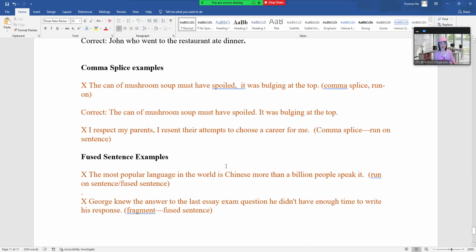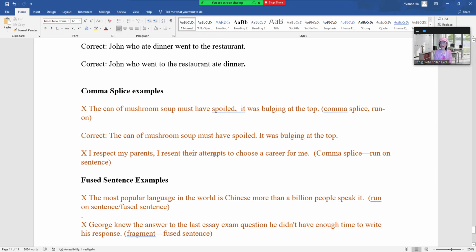And here are other comma splice examples. The can of mushroom soup must have spoiled, it was bulging at the top. Now, if I had students in this class, I would stop right here and ask, how would you fix that comma splice? What are the 4 ways you fix that comma splice? And then the very smart student would go, I would add the semicolon, I would add the period, I would add the comma and the coordinating conjunction. I believe those are the 3 options. There could be another one to correct that sentence.